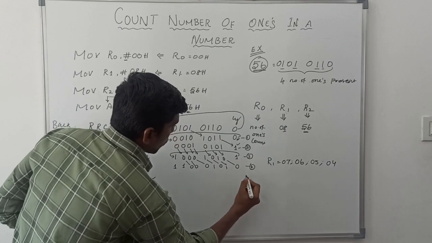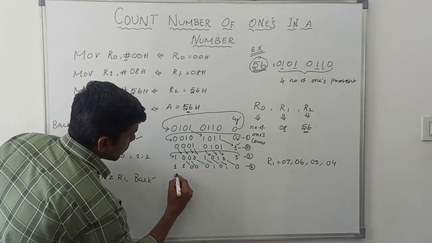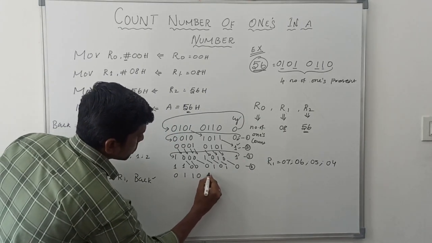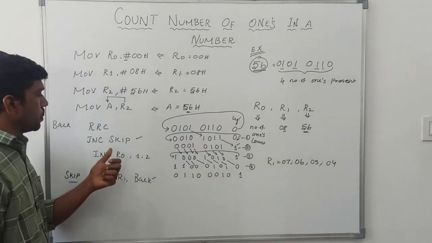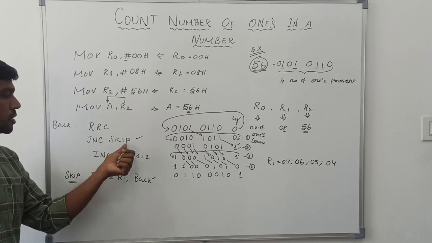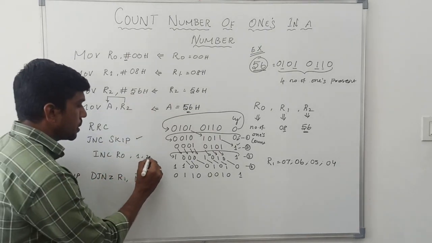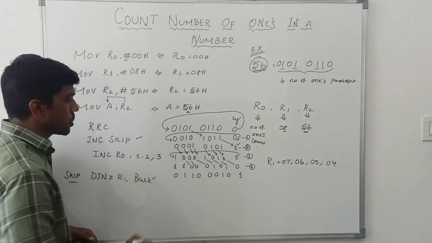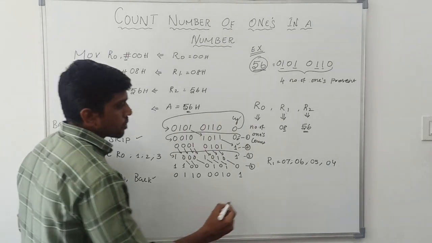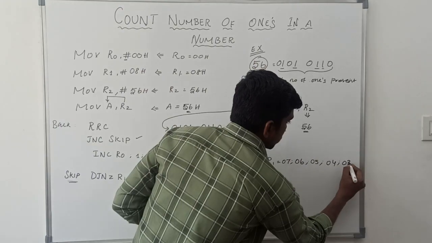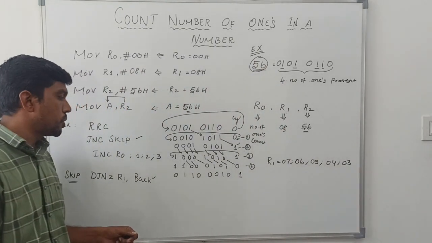So this one is the fourth rotation: 0 1 1 0 0 0 1 0 1. So now the carry value is 1. The condition is false. It executes the next instruction. The R0 value goes to 3. DJNZ R1 comma back. So decrement the R1 value. Now the R1 value content is 03.